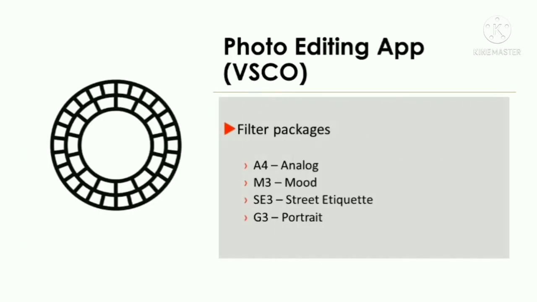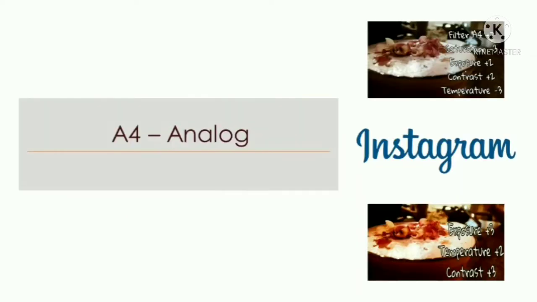First up is the analog filter named A4 in Visco. This filter turns the color of your photo into a brown-like warm tone, giving it a vintage feel. Next is the mood filter called M3. This filter gives a hint of sepia tone to your photo and creates a nostalgic feel. It gives the illusion of your photos being captured from an old movie camera, and you can always adjust the setting to suit your objectives.